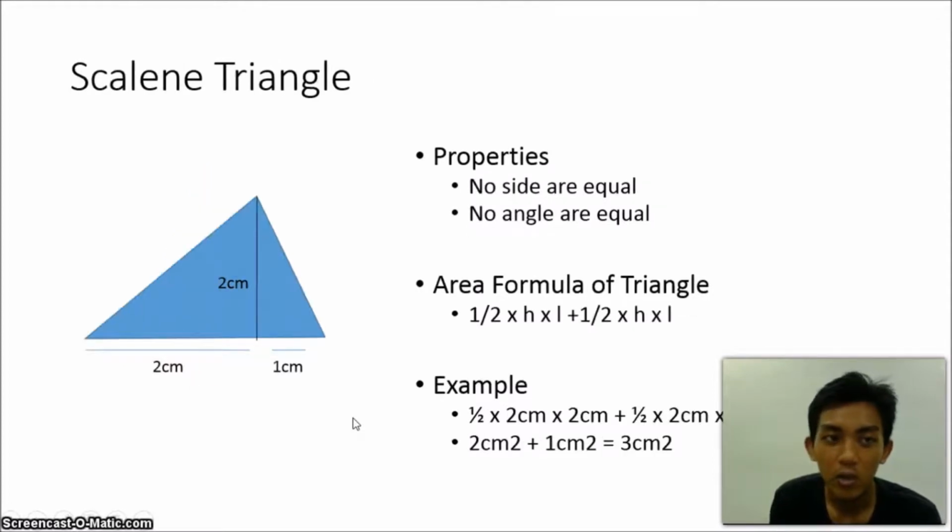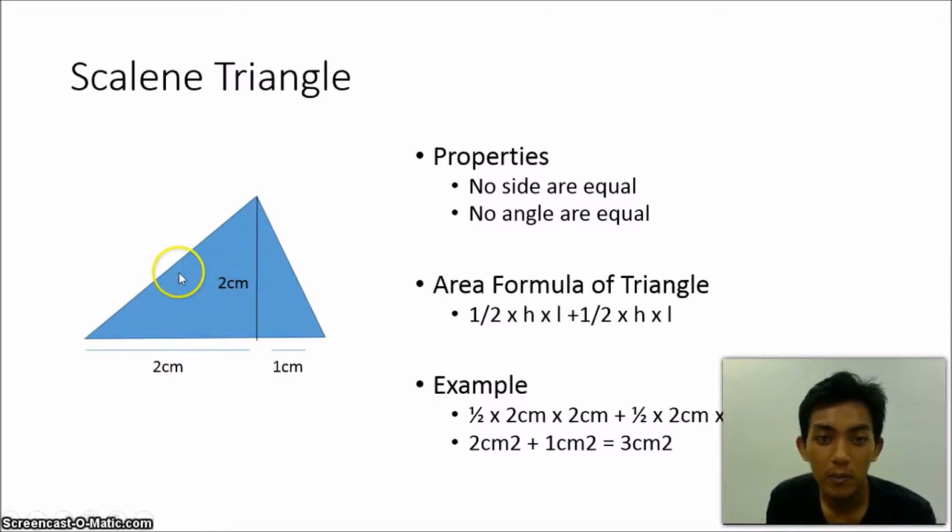Now next we go to the scalene triangle. Now the scalene triangle differs from the equilateral and isosceles because a scalene triangle does not have equal sides, meaning it does not have equal angles. Meaning how do we calculate this triangle? So we must first divide it into 2 parts, part 1 and part 2, and then we can calculate normally.